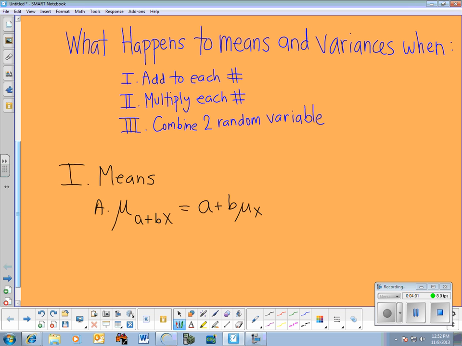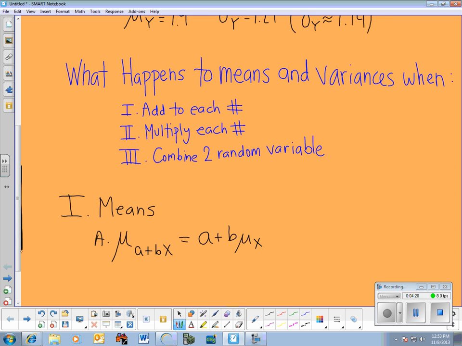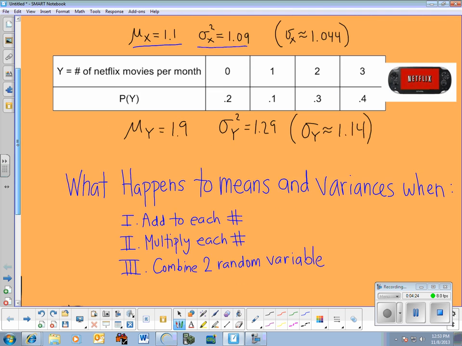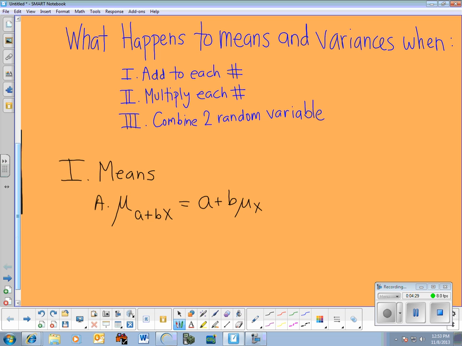What this means is if everybody increases their movie watching on Redbox by 1, then our average is going to go from 1.1 to 2.1. Makes a lot of sense. All right? Everybody goes up 1, then the average is going to go up 1. If everybody multiplies their numbers by 2, then we are going to multiply by 2, and we would get 2.2. And both of those things could happen. If everybody doubled and then added 1, we would take our mean, we would double and add 1.